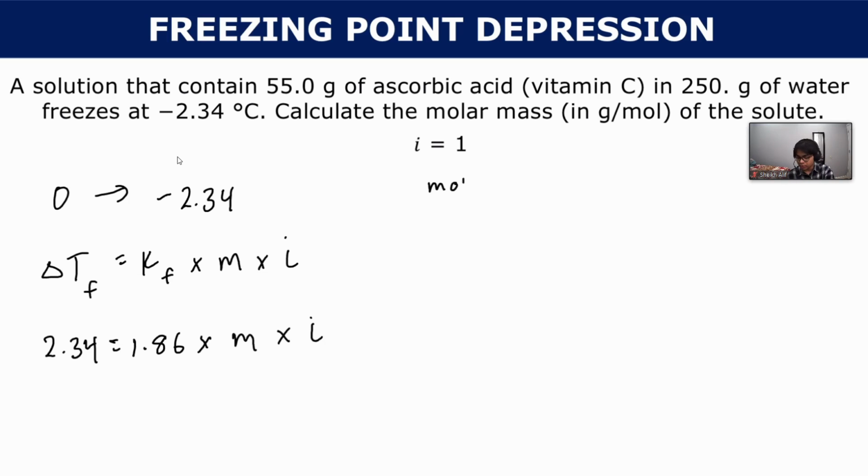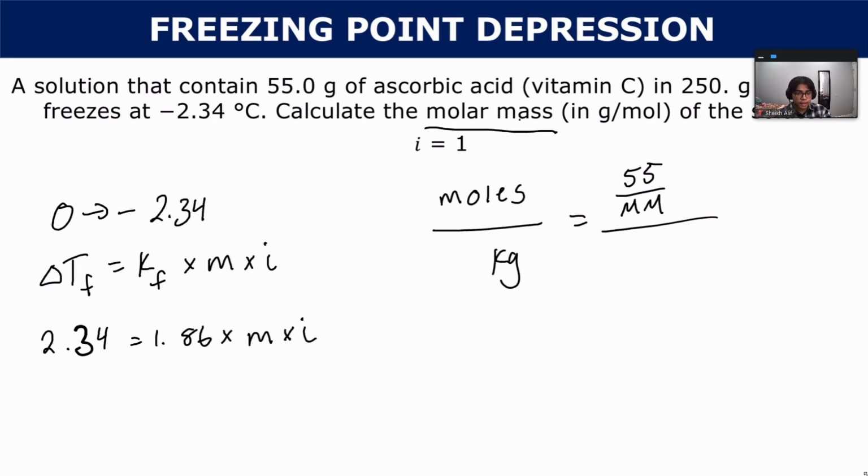Molality is moles of solute over a kilogram of solvent. And in this case, our moles of solute is going to be based on the moles of ascorbic acid. We know that we could calculate that by dividing 55 by the molar mass of ascorbic acid, which we don't know, because I don't know about you guys, but I don't know the chemical formula of ascorbic acid. Regardless, the question asks for the molar mass, so we are going to need to determine the molar mass of ascorbic acid anyways.